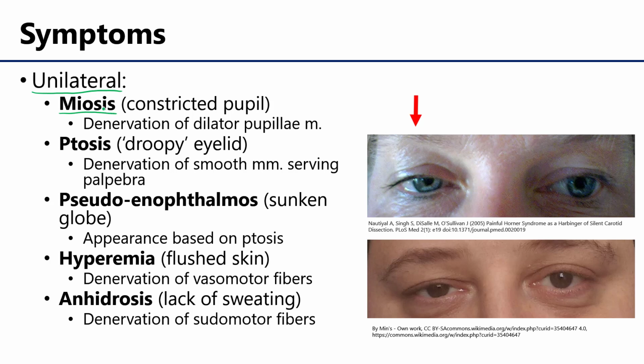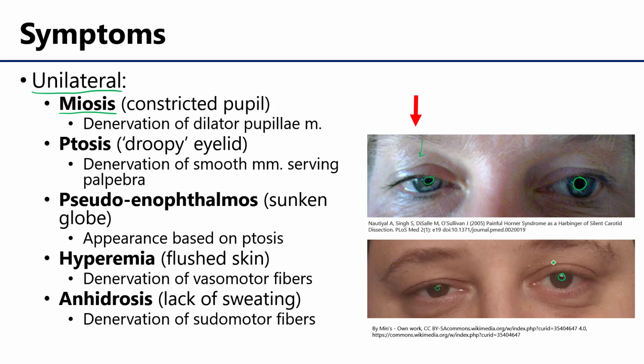Miosis means a constricted pupil, and sometimes it's very difficult to see a constricted pupil. Let's look at it on this side so we can compare the size of that pupil to that pupil, and we can see that this pupil is indeed constricted. On individuals with brown eyes, it can be a little harder to tell.